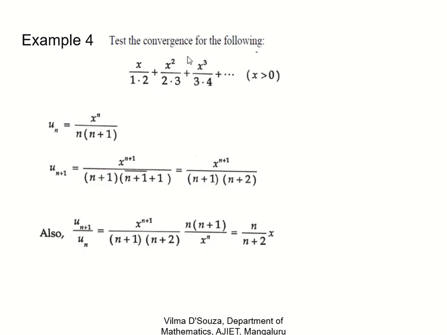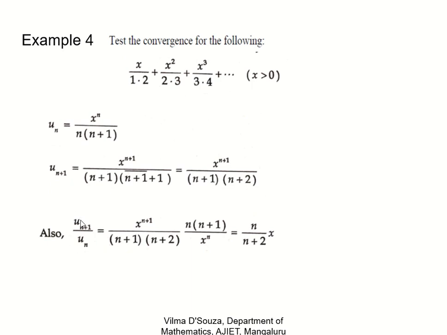Okay, you have one more problem. Test the convergence for the following: x by 1 into 2 plus x square by 2 into 3 plus x cube by 3 into 4, and so on. So you can observe x to the power 1, x square, x cube. So the numerator will be x to the power n. Denominator 1 into 2, 2 into 3, 3 into 4. So what will be your nth term? n into n plus 1. So what is u(n+1)? x to the power n+1 divided by (n+1) into (n+2).